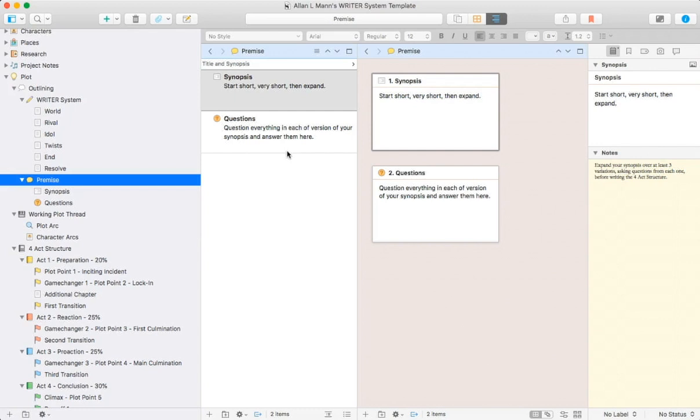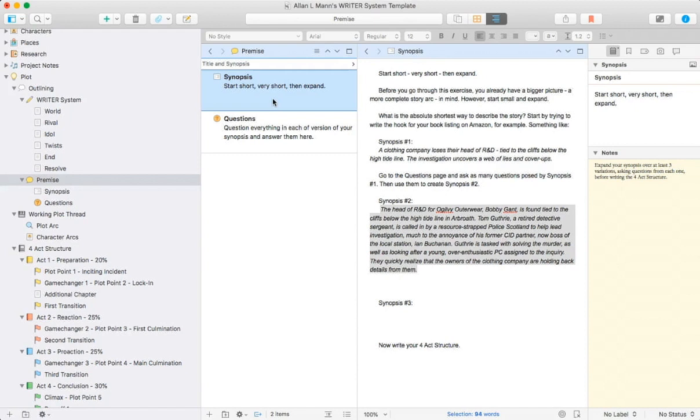We do that in a couple of ways. Again, this is nothing new here, but the way that I've put it together hopefully will allow you to formulate your ideas a little bit more clearly. So, a synopsis. What is a synopsis? Well, by definition, you're going to start short, very short, then expand. So before you go through this exercise, you already have that big picture in your mind.